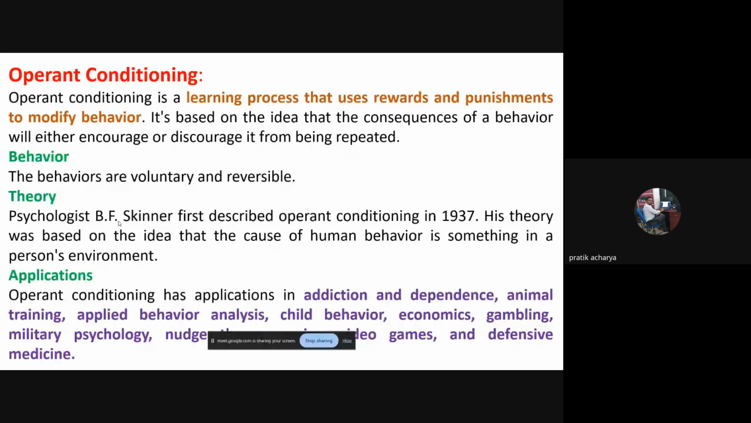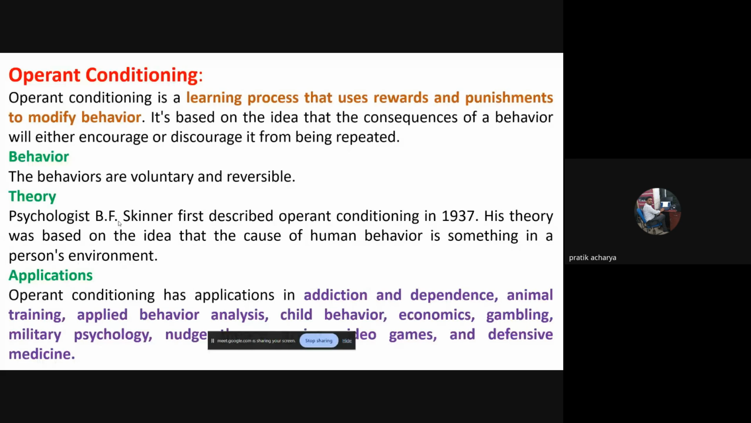So what is that? The behaviors are voluntary and reversible. That means if the animal repeats a behavior, the animal becomes habituated with this behavior. And if at a certain point the behavior or action is not performed by the animal for certain days, that will be reversible. That is the condition of operant conditioning.